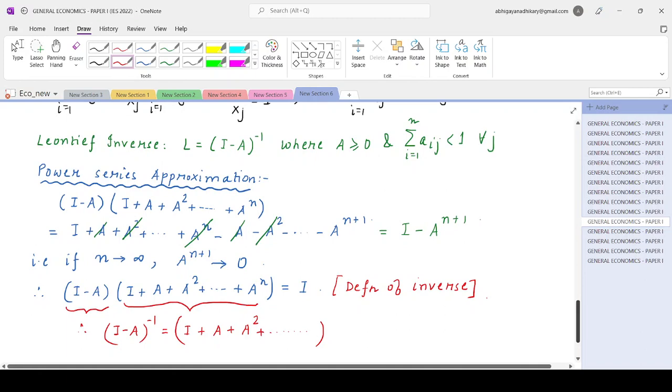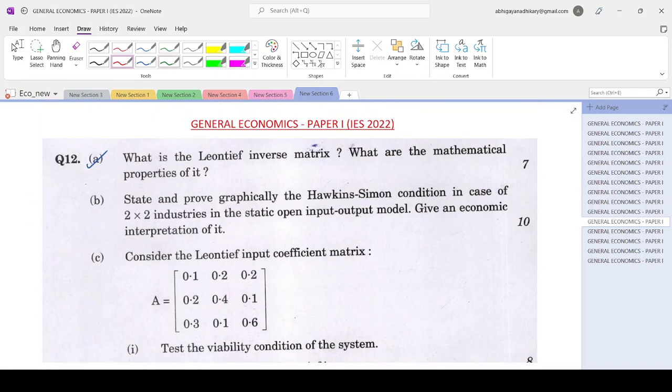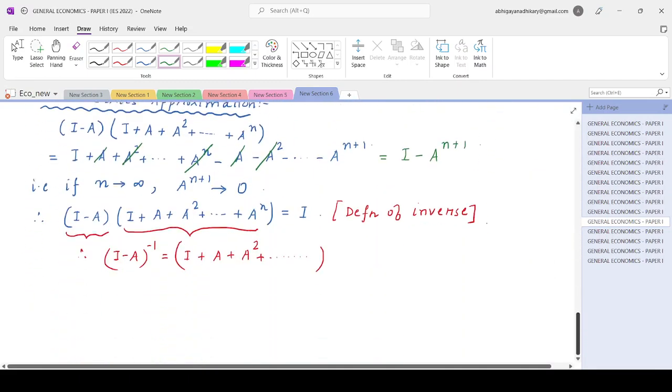Okay, so now let's move on to the next part of the question, which is part B. State and prove graphically the Hawkins-Simon condition in case of a 2 cross 2 industries in a static open input-output model. Give an economic interpretation of it. Okay, so coming to part B of the question, where we have a 2 cross 2 setup.